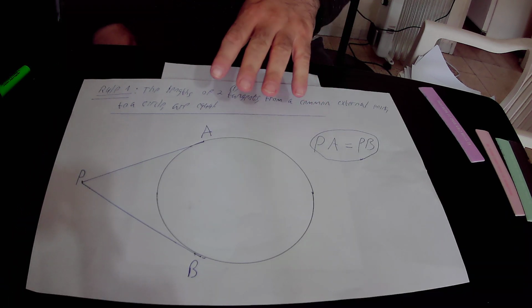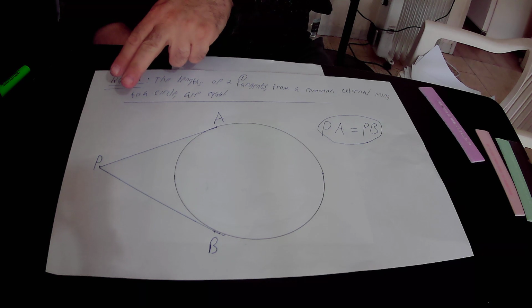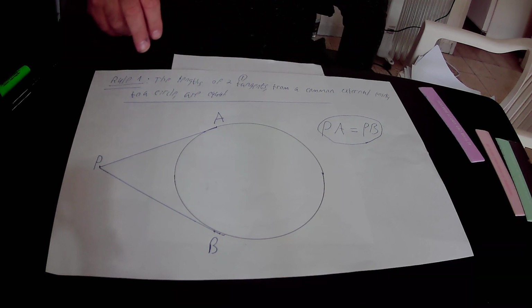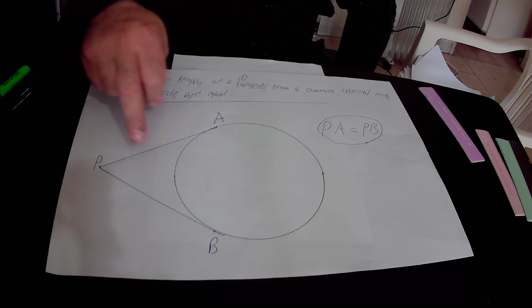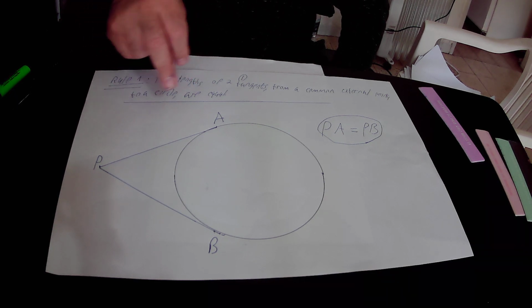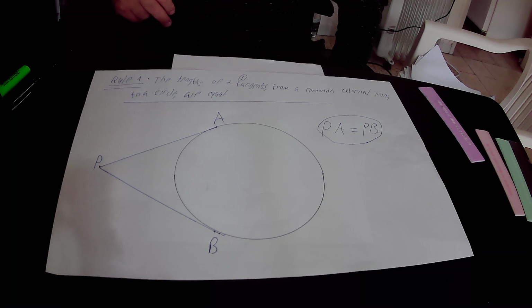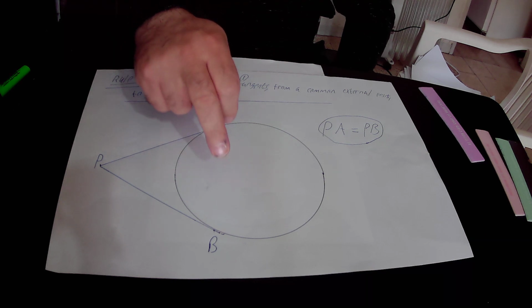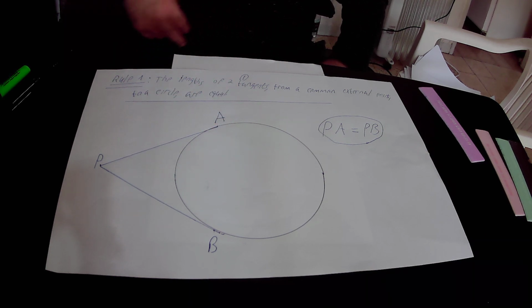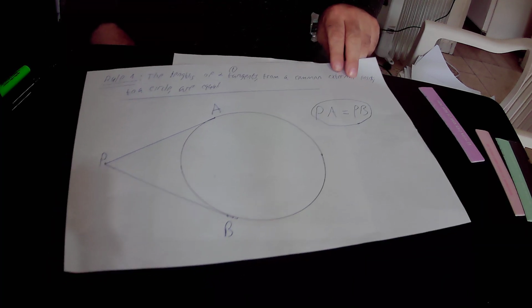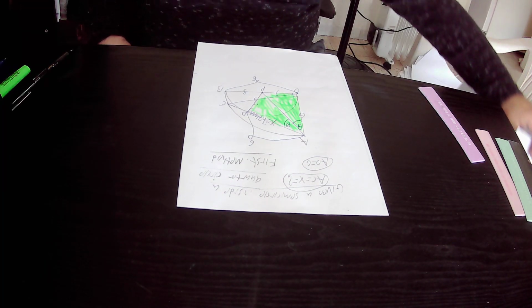So here we have this circle, and point P is an external point of this circle. From point P, we draw two tangents to this circle, tangent PA and tangent PB. According to rule number 1, the lengths of two tangents, that is to say PA and PB, from a common external point, that is point P, to a circle to points A and B are equal. That is to say, tangent PA equals tangent PB according to rule number 1. We can implement rule number 1 in our drawing.